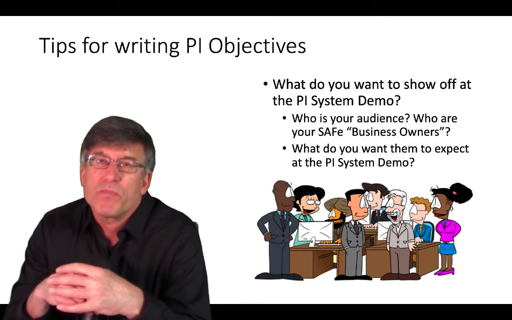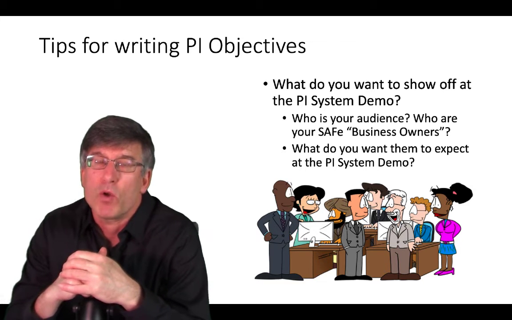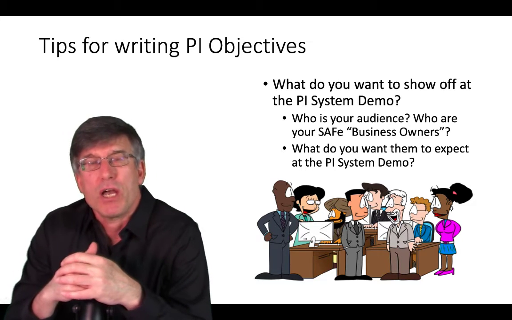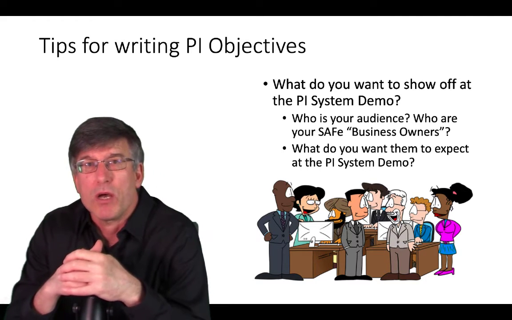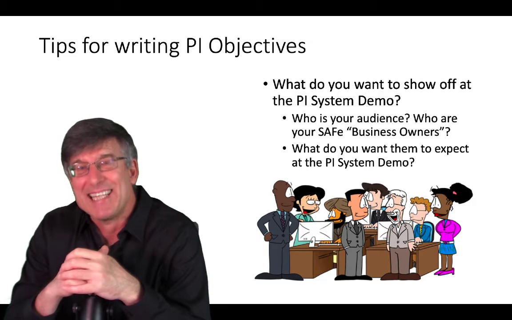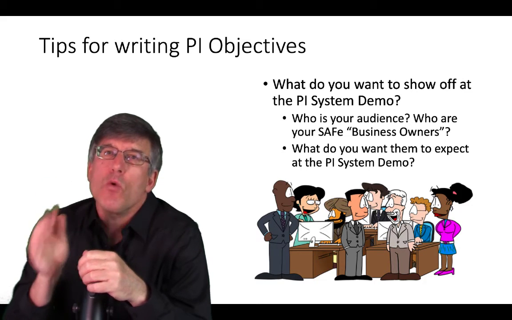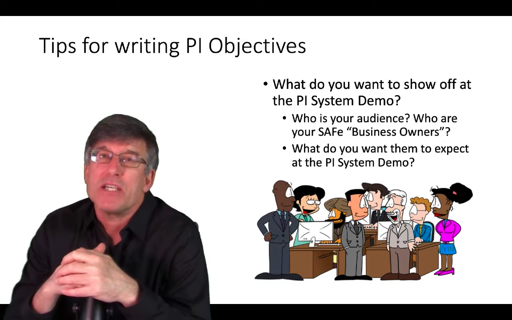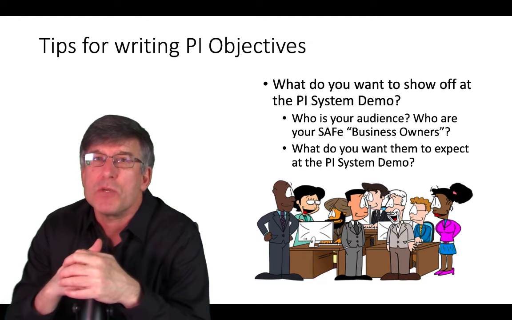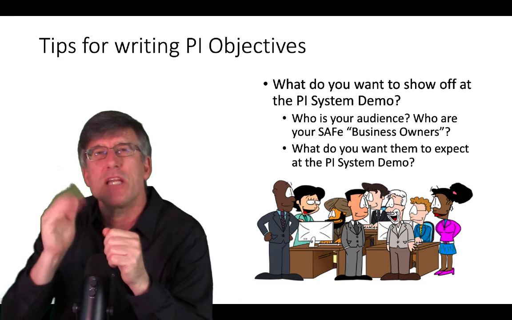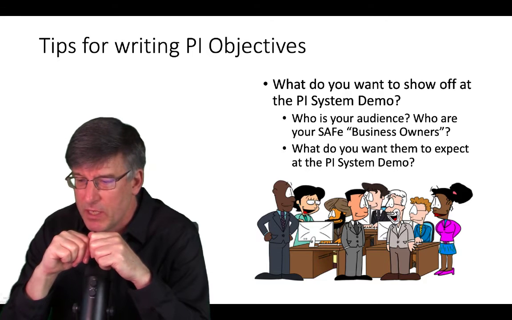So some tips for writing the PI objectives then. If you go to the Scaled Agile big picture and look up PI objectives, it'll start talking about writing them as SMART objectives. But a couple of tips I would add to that is, realistically think about what it is that you want to show off at the PI system demo at the end of the PI. So when you walk into that PI system demo and you show the work you've done, what is it that you want to show? That's what should be captured in the PI objective.